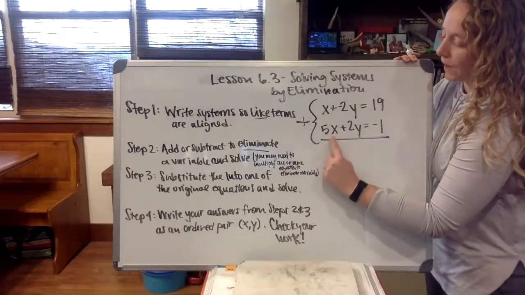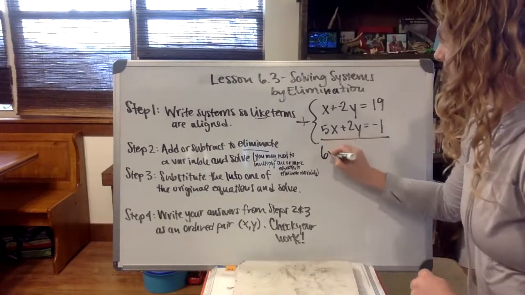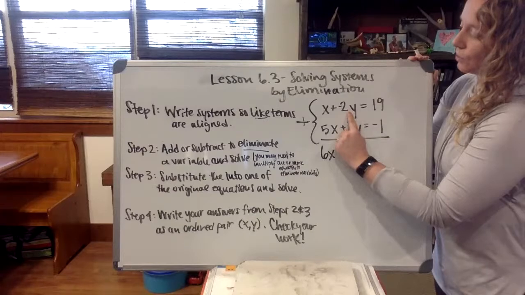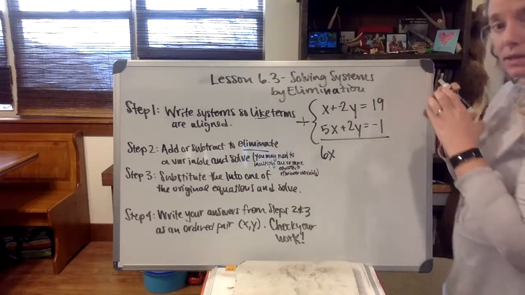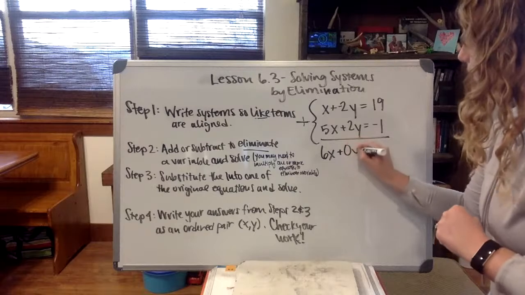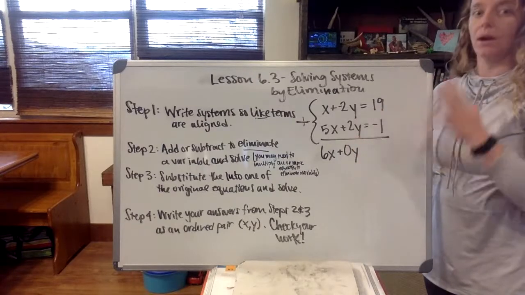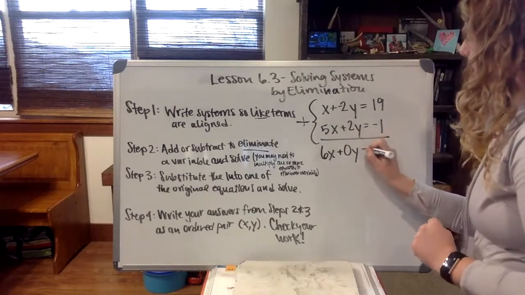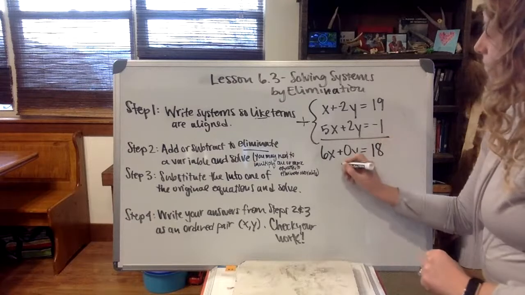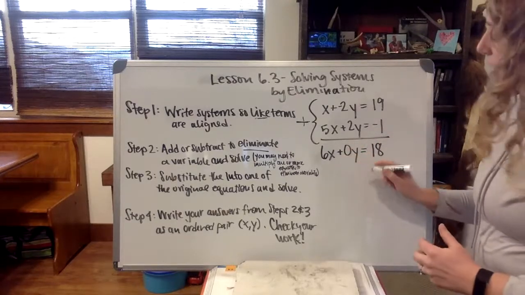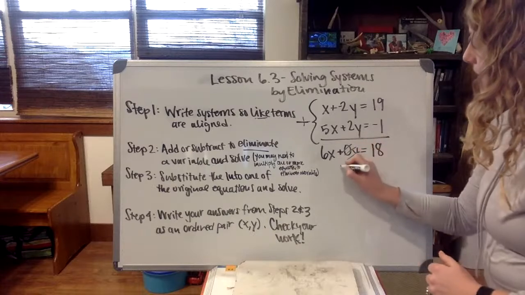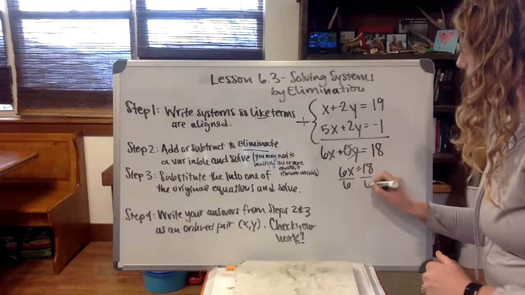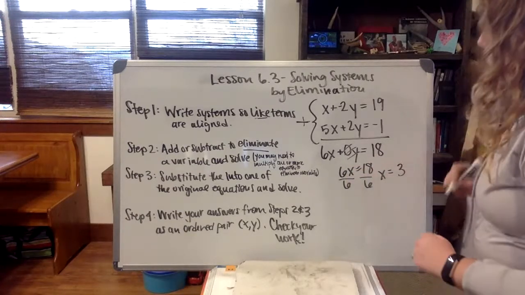1x plus 5x would get me 6x. And as you can see, I'm just adding vertically. I'm combining them vertically. Negative 2y plus 2y gets us 0 y's. And I'm always going to write this out the first time so that I can see that placeholder and be like, okay, yes, I did the right work. 19 plus a negative 1 would get me 18. So now I can say, okay, 0 times y is just 0, so I really don't have to worry about this. I get 6x is equal to 18. Divide by 6, I get x is equal to 3.